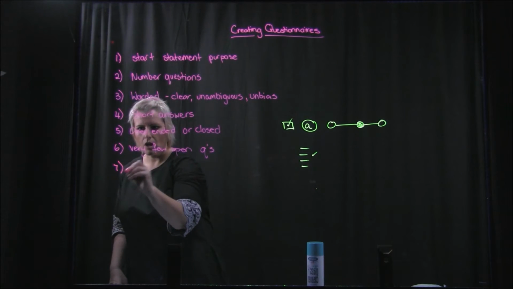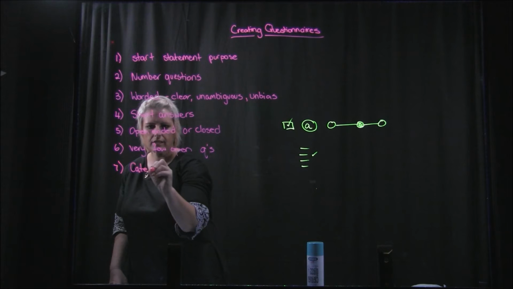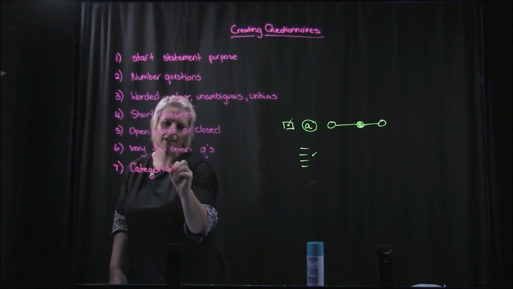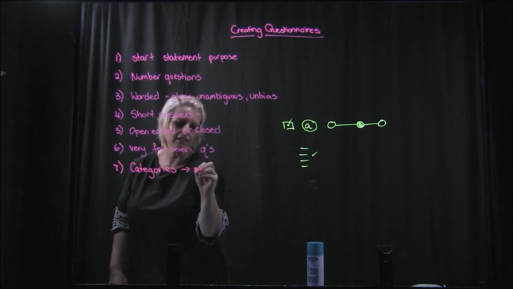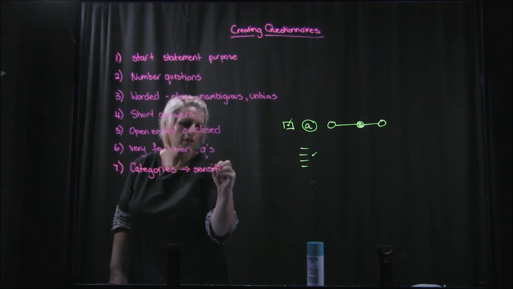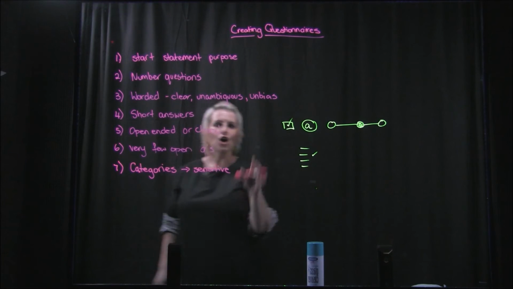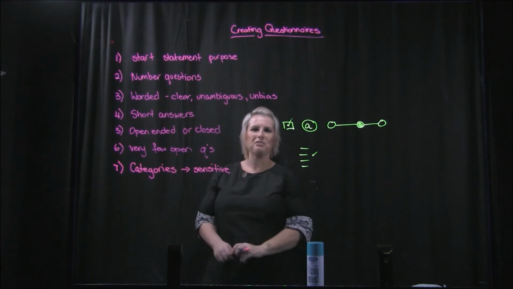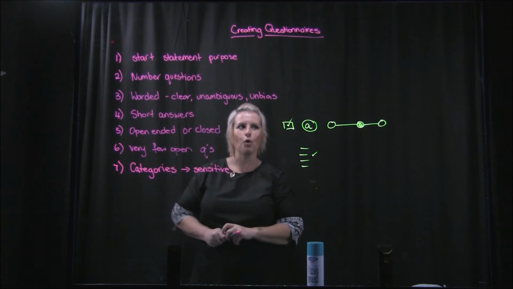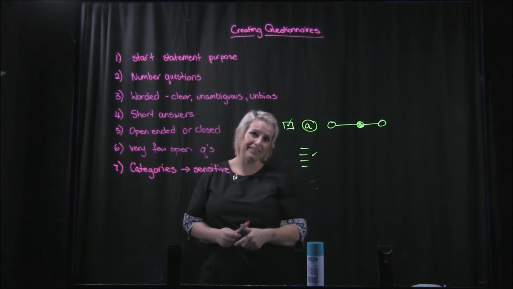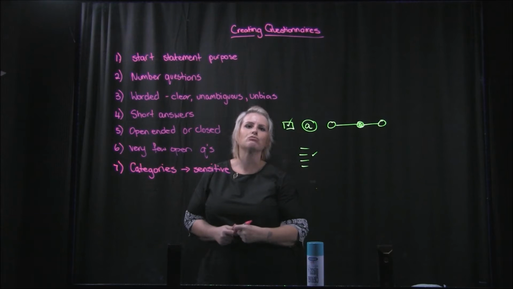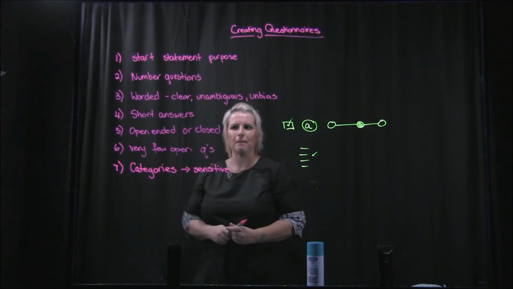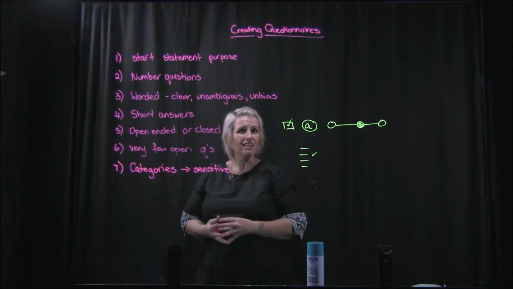So, categories. You should definitely use categories for sensitive information. For example, you never do a questionnaire where it says, what is your age? And then they write their age. You always give age ranges. Same with pay scales.